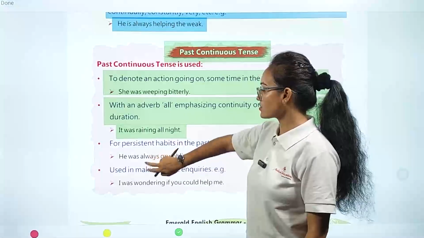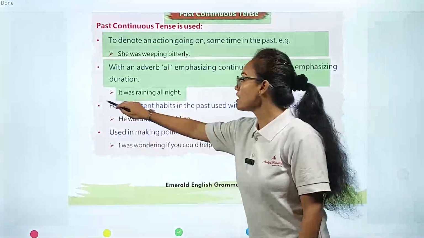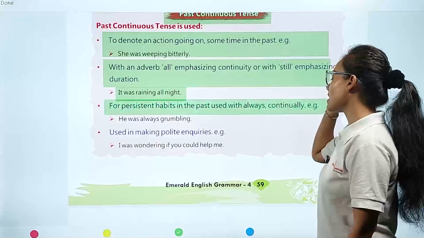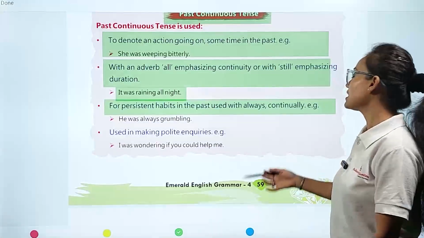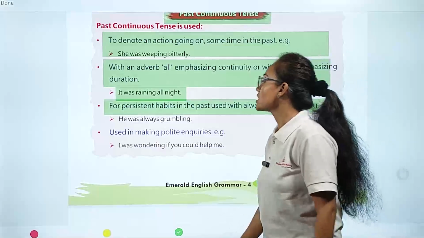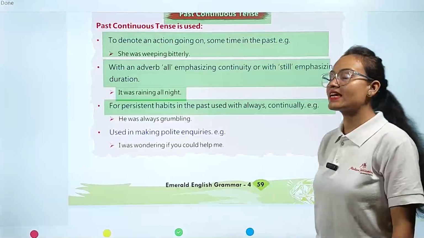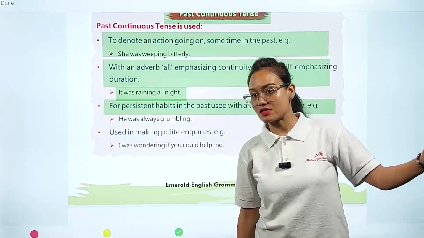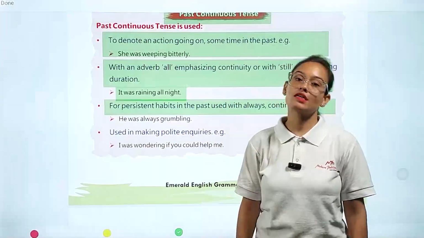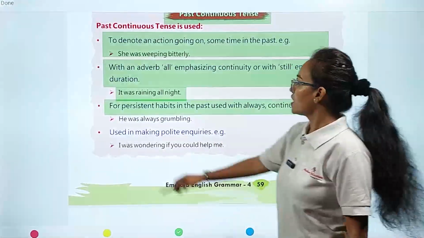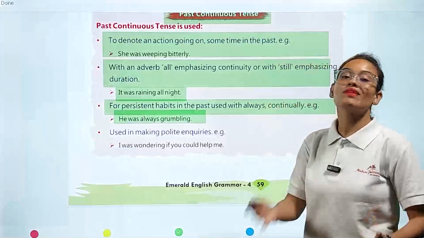Now the third circumstance: for persistent habits in the past, used with always, continuously, continually. Example: he was always grumbling. Whenever we are talking about habits, but in the past, in this case also we are going to use our past continuous tense. Example, you can see: he was always grumbling.